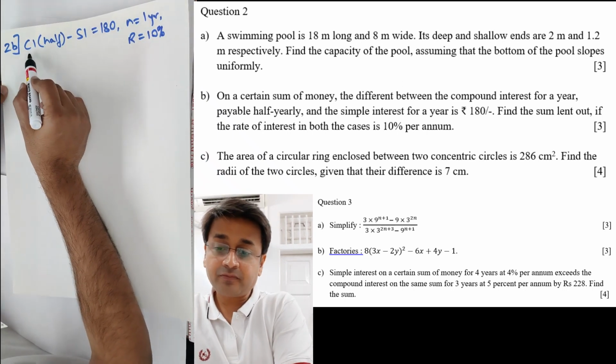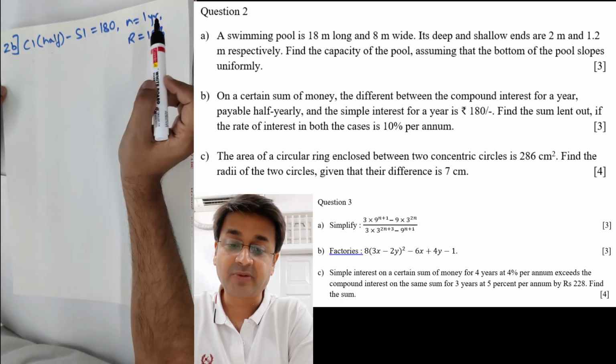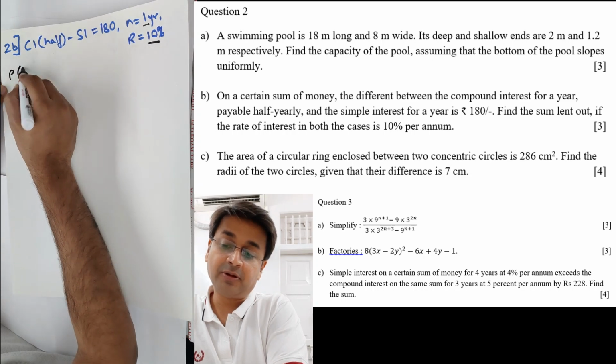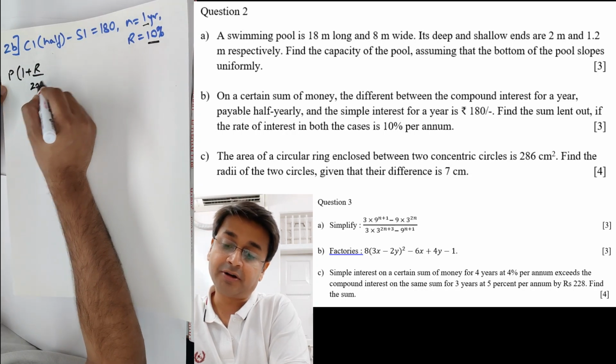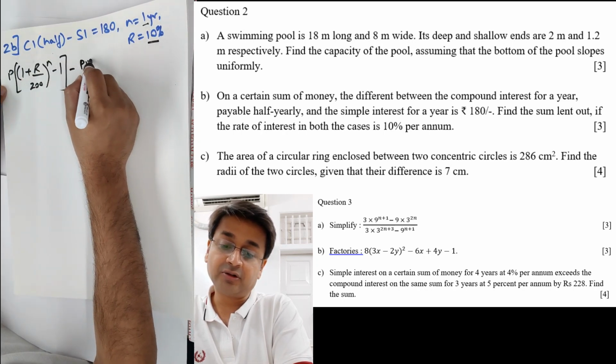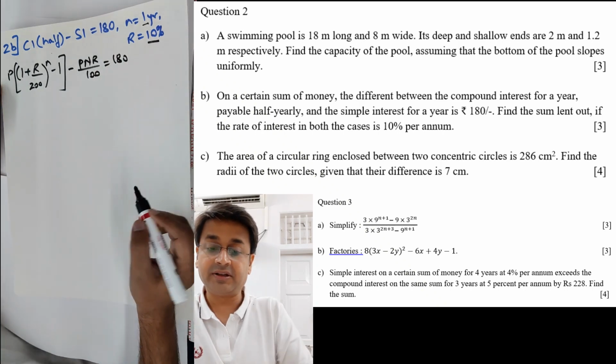Okay, 2b, compound interest half yearly minus simple interest. So this is exceeding this by 180 for 1 year at the rate 10%. So half yearly will be P times (1 plus R by 200) raised to n, minus 1, in brackets. This is going to be minus PNR by 100 is equal to 180. That will be your formula.